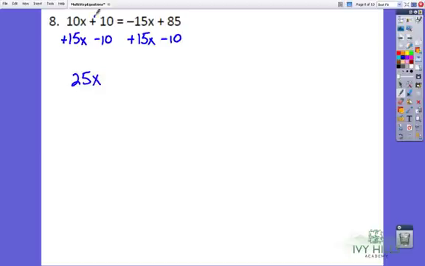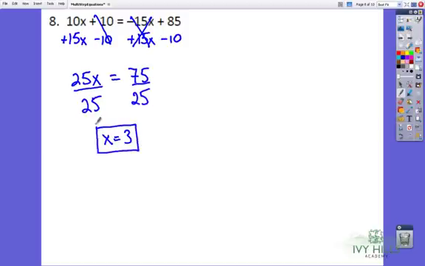That will leave me with 25x on the left. 10x plus 15x is 25x. That will leave me with 85 minus 10, which is 75, on the right. If I divide both sides by 25, that will leave me with 75 divided by 25, which is 3.